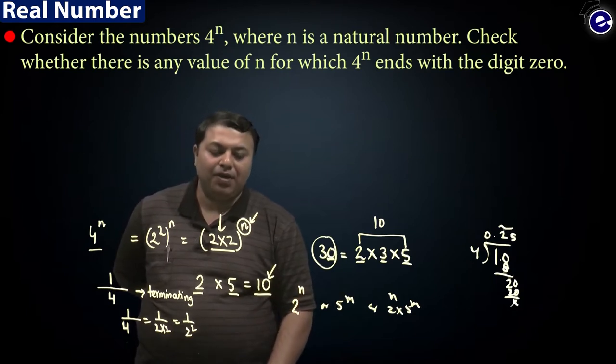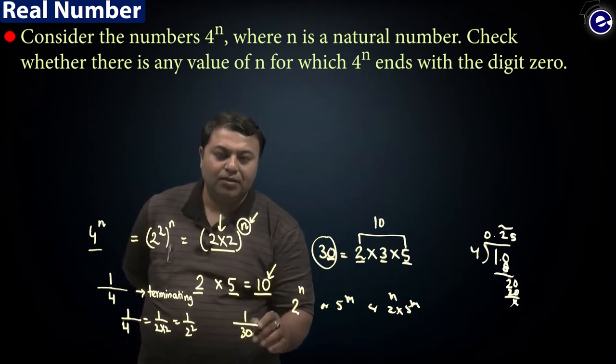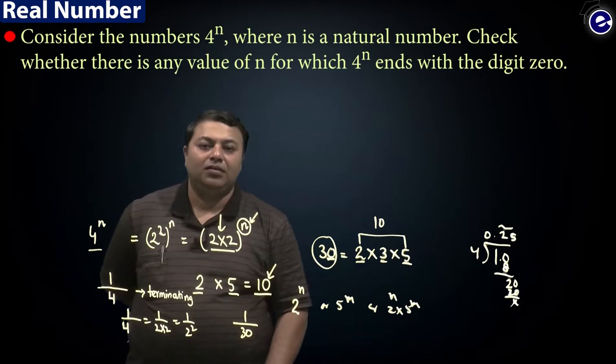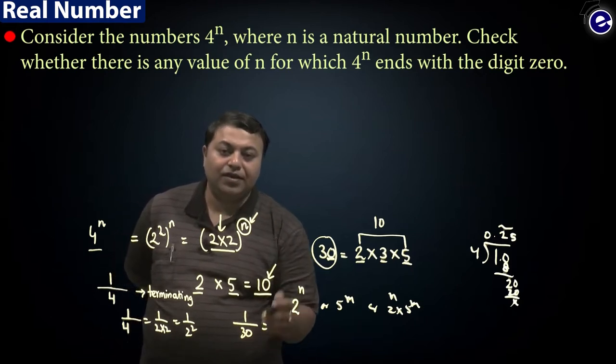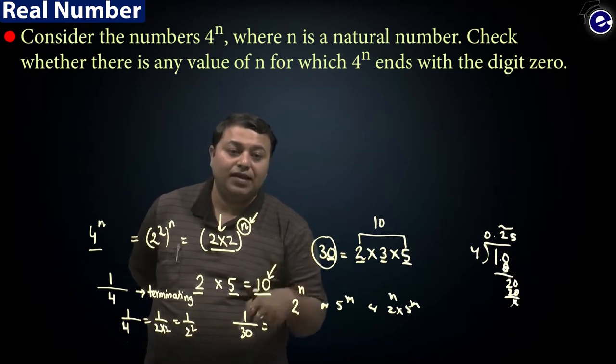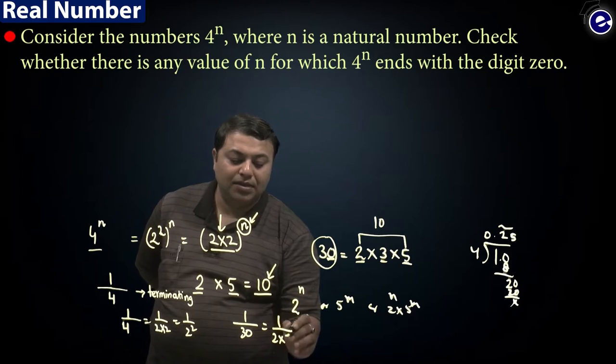So with an example I can tell you, if someone gives you 1 by 30, will it be a terminating decimal or a non-terminating decimal? It's very easy. First you have to check whether it is in the lowest form or not. It is in the lowest form, right? You cannot further cancel it or bring it to lower terms. So it will be 1 by 2 times 3 times 5.